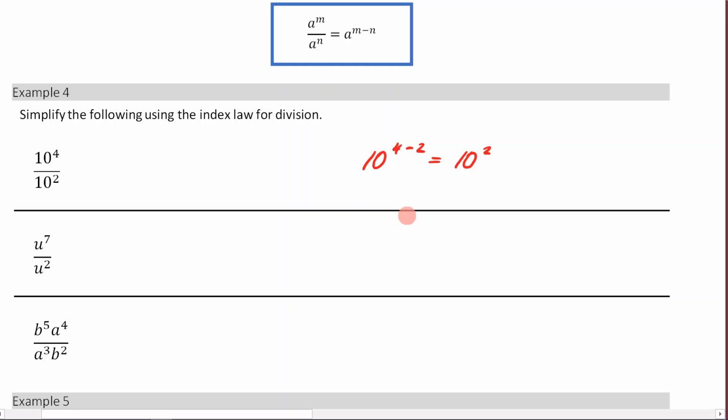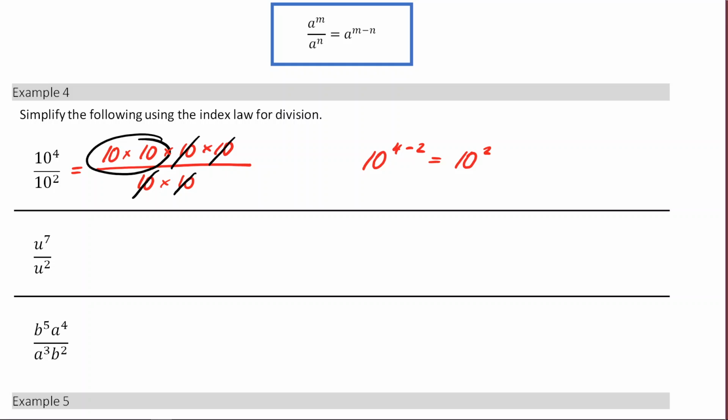Now, how exactly does that work? Well, 10 to the 4, if I was to write that in expanded form, is 10 times 10 times 10 times 10. And 10 to the 2 is 10 times 10. Now I can cancel out my common factors. This 10 can cancel out with this 10, and this 10 with this 10, which means I'm just left with 10 times 10. And 10 times 10 is 10 to the 2. So that's how it works. But as you can see, a lot easier way of doing it is just going 4 minus 2.